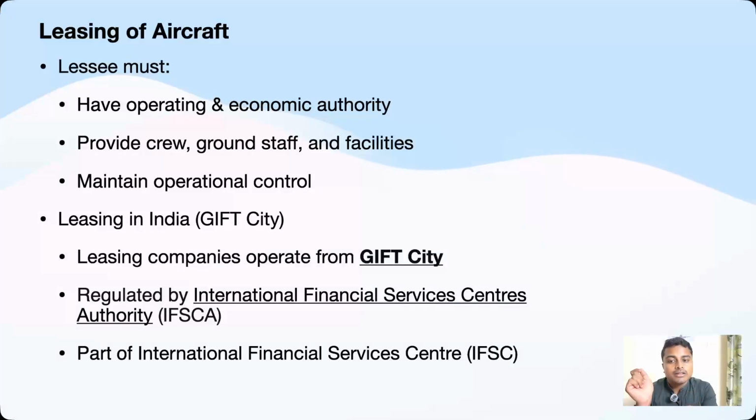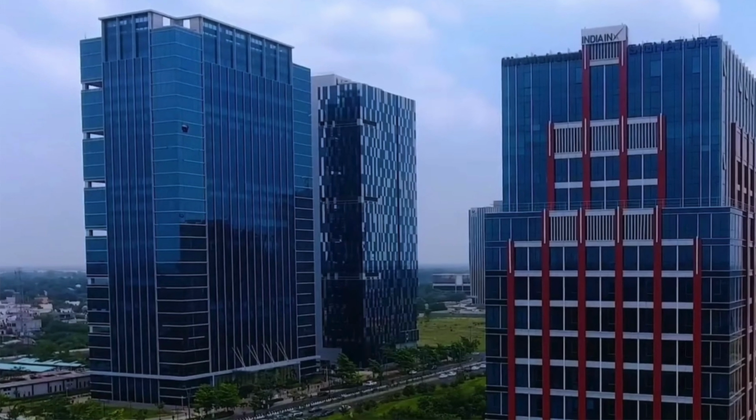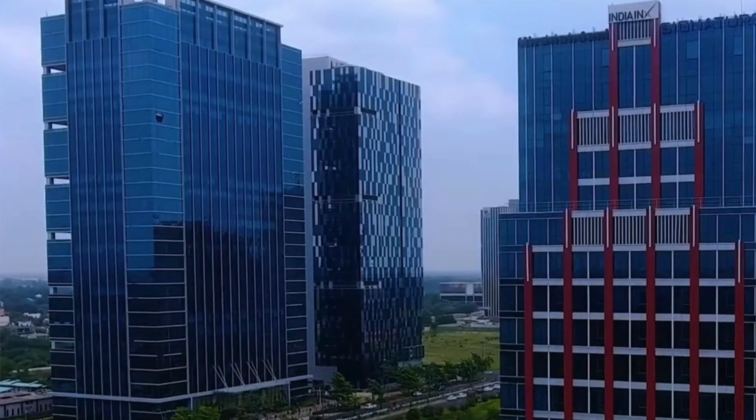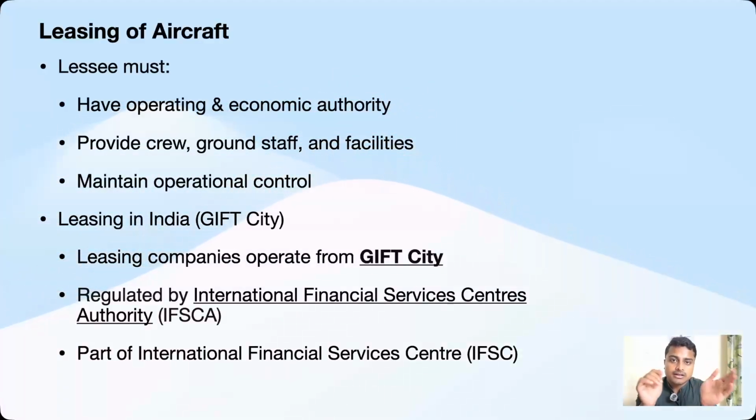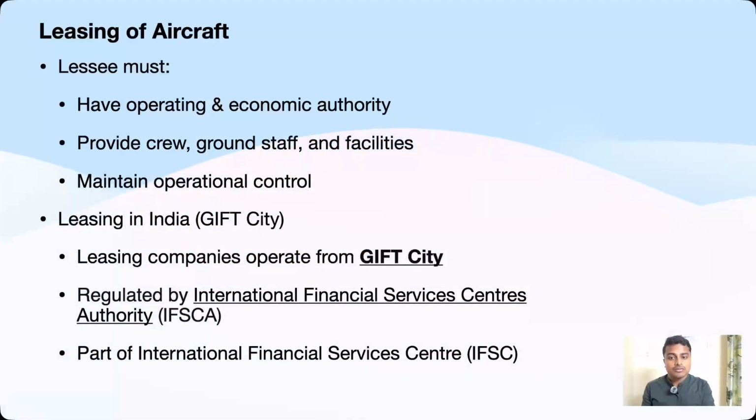Now, coming to India, there is a special place called GIFT City in Gujarat, the GIFT. It is India's International Financial Services Centre, the IFSC, where the aircraft leasing companies are set up. These companies are regulated by the International Financial Services Centres Authority, the IFSCA. Why is this important? Because India is trying to become a global hub for aircraft leasing, and thus, instead of depending on foreign leasing companies, they want to handle their own leasing. Remember, in leasing, the owner gives the aircraft, but the airline or the lessee controls and operates the aircraft.